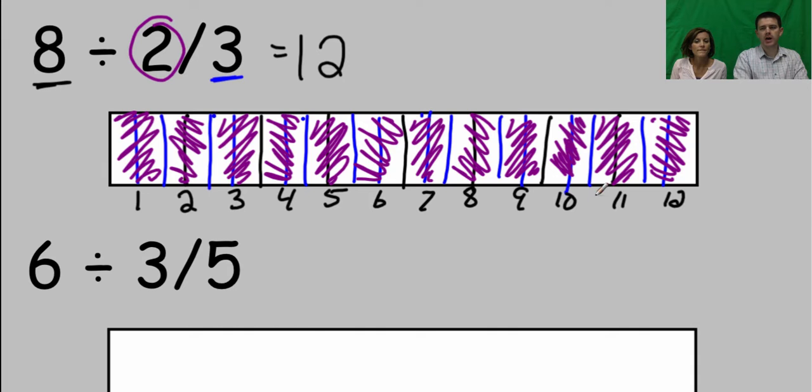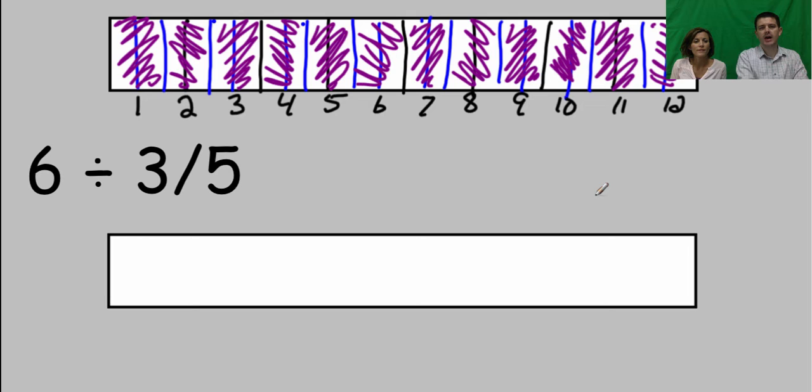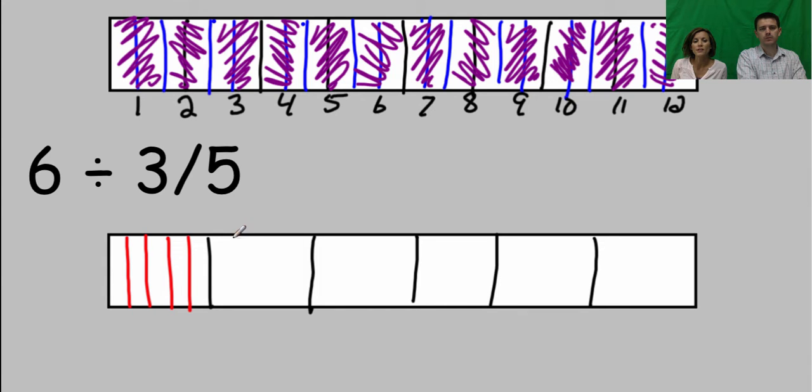So let's try another one. 3/5. So you should be thinking to yourself, what's my first step? First thing we do is divide it up based on the whole number, so 6 parts. Second part, head over to that denominator. Each of our 6 squares need fifths or 4 lines. When he's done, he will have 30 total pieces.